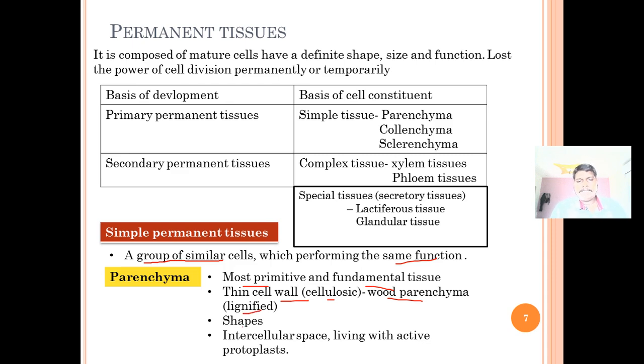Then we come to the shapes of parenchyma. Different shapes of parenchyma are there: polygonal shape, oval shape, spherical shape. So different shapes of parenchyma are there. Okay, so parenchyma has intercellular spaces. It is a living tissue with a very good active nucleus.